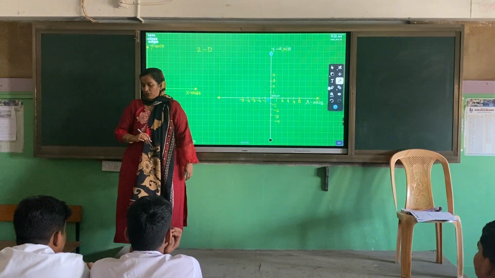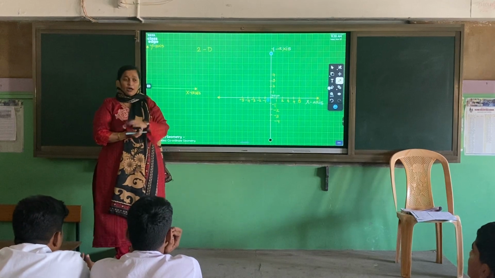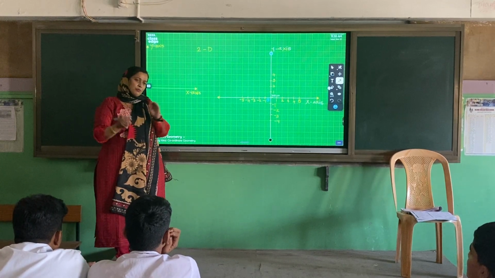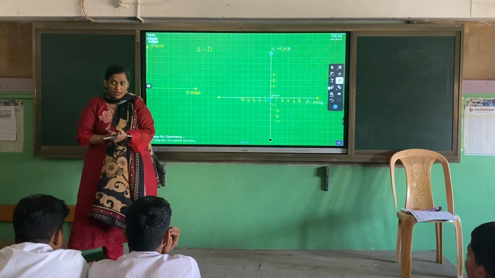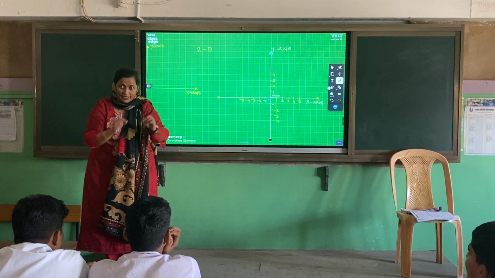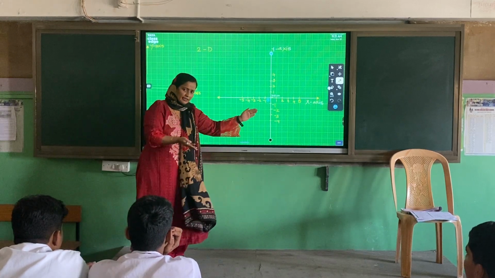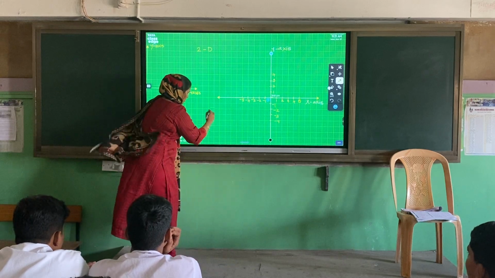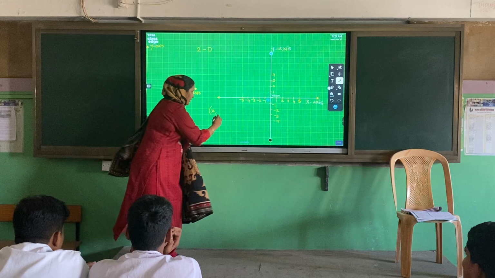Now, on this graph, we have x-axis and y-axis. Earlier on a number line, we were just having a number. Now, since we are working on a graph, we have x-axis and y-axis. That means here we are working on 2 coordinates. When we work on x-axis, it will be x, and when we work on y-axis, it will be y.